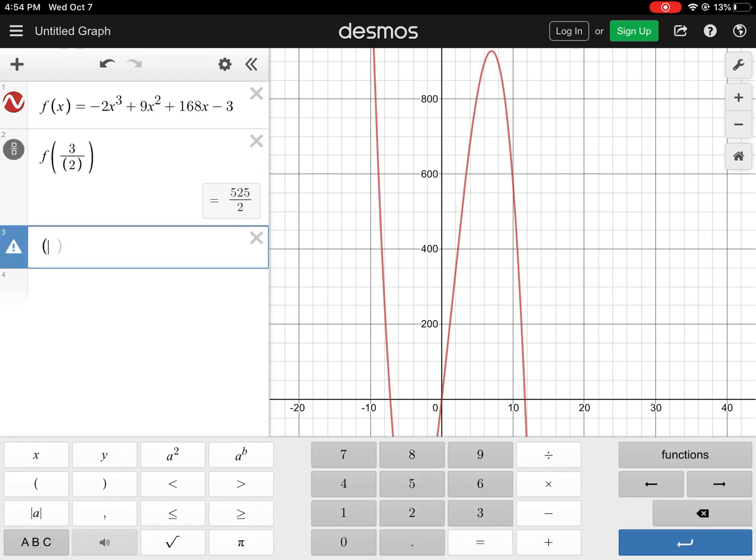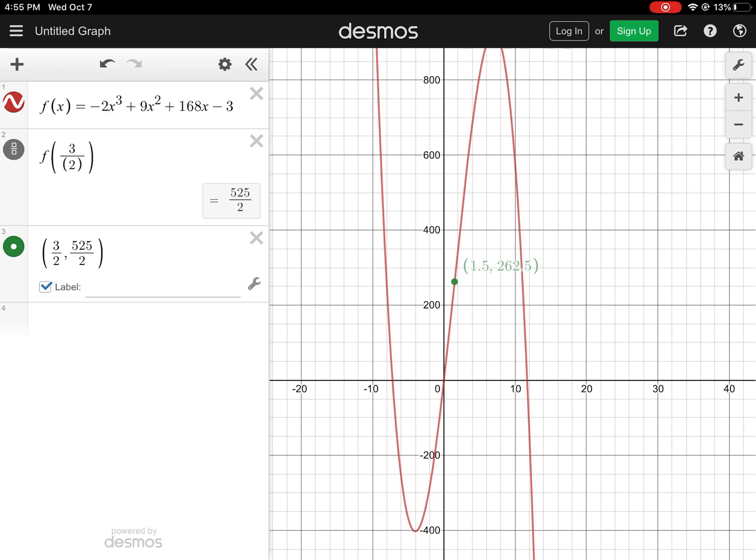So now I'm going to write out the coordinate 3/2, comma, 525 halves. Going to label it. And you'll see on the graph that the coordinate 3/2, comma, 525 halves is clearly the point in which the function changes concavity. So it looks like it goes from concave up to concave down at this point of inflection.